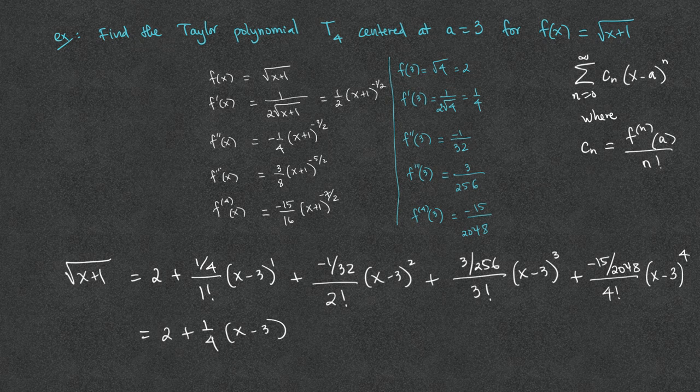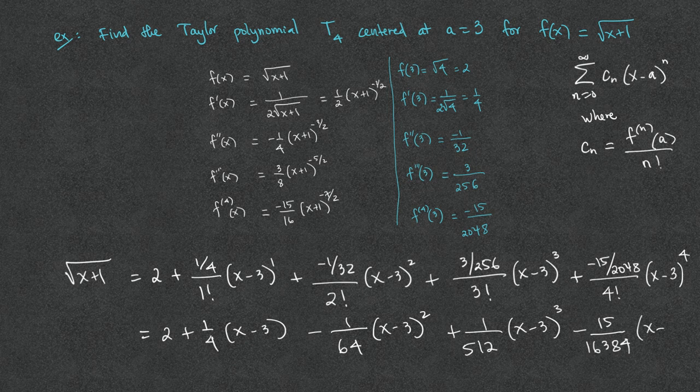Simplifying this, we have 2 plus 1 over 4 times (x minus 3) minus 1 over 64 times (x minus 3) squared plus 1 over 512, and so on. This is the fourth degree Taylor polynomial centered at a equals 3 for f of x equal to the square root of x plus 1. Observe that one is a radical function, but the other is a polynomial.